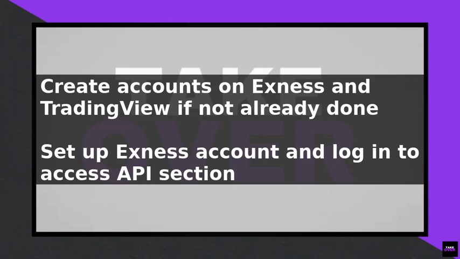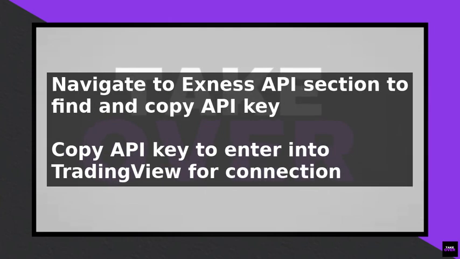Next, navigate to the Settings or API section of your Exness account, where you will find the API keys or tokens. You will need these to connect your Exness account to TradingView. Copy the API key or token as you will need to enter it into TradingView.